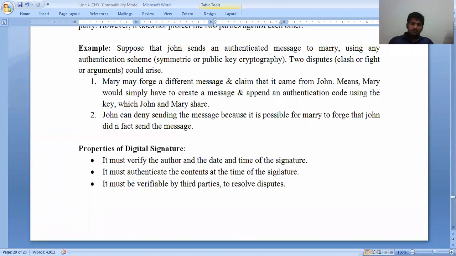So again, whenever the message is created, it is no problem. When the message is ready to transfer, at that time we are going to create a signature. That time it is going to authenticate whether the sender is responsible, that the message is created by him or not. So that is message authentication. It must be authenticated at the time of the signature. That means when the code is generated, the message is authenticated again. It must be verified by third parties, verifiable by third parties to solve disputes.